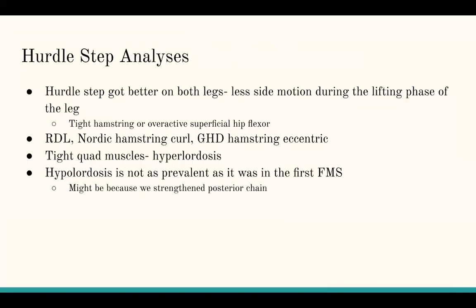So when analyzing the hurdle step, it got better on both legs with less side motion during the lifting phase of the leg, although there was a tight hamstring or overactive superficial hip flexor before. The RDL, the Nordic hamstring curl, and the GHD hamstring eccentric are exercises that can fix this compensation, and tight quad muscles would lead to hyperlordosis. So hyperlordosis is not as prevalent as it was in the first screening of the FMS, and it might be because we strengthened the posterior chain.